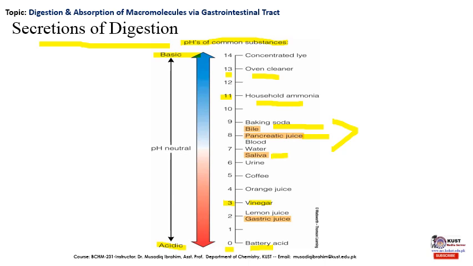Now the saliva is about neutral, and that is being secreted into the mouth. And if you look at the gastric juice, its pH is quite low, which is around 2, and that is being secreted into the stomach for digestion of food.